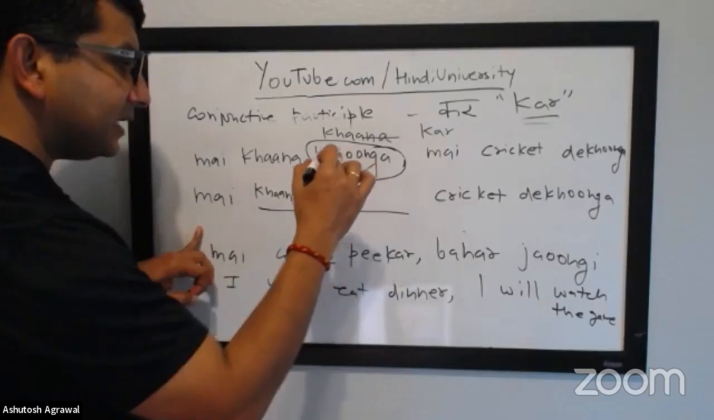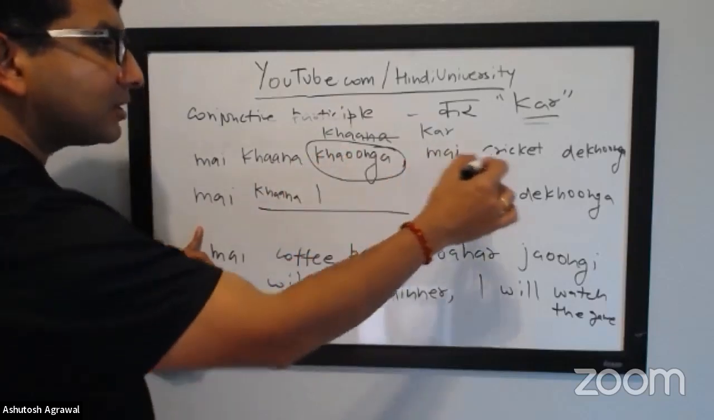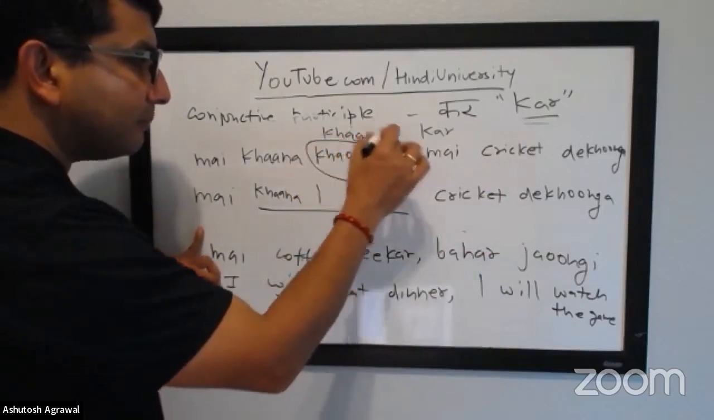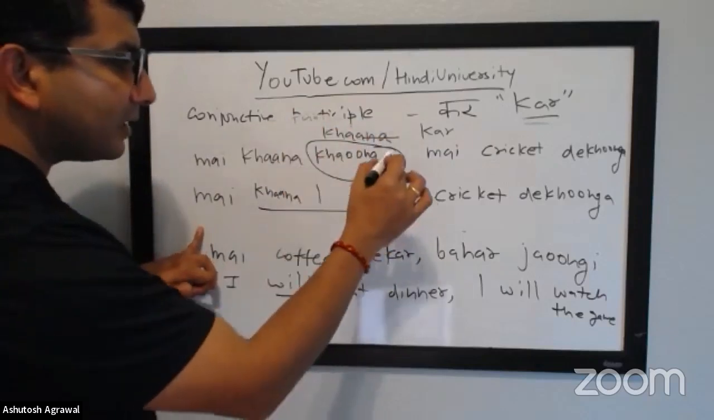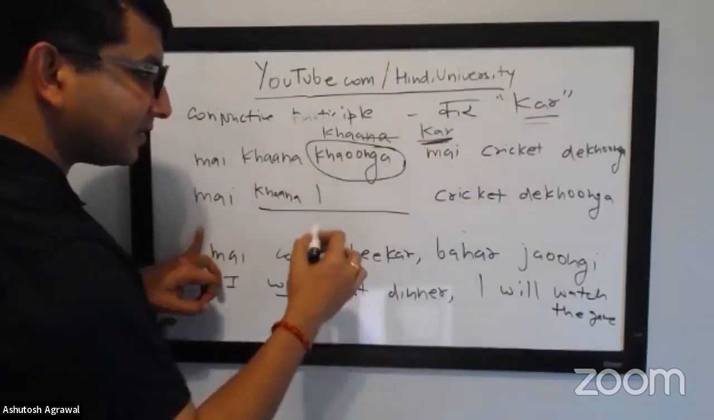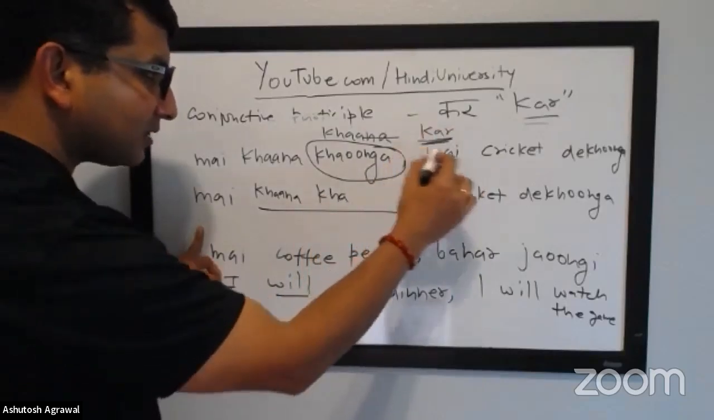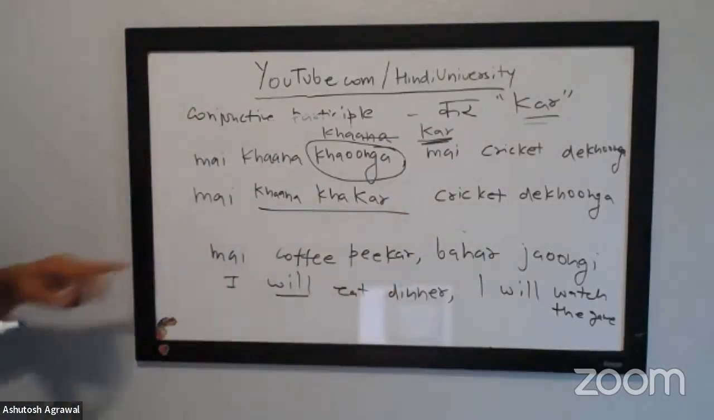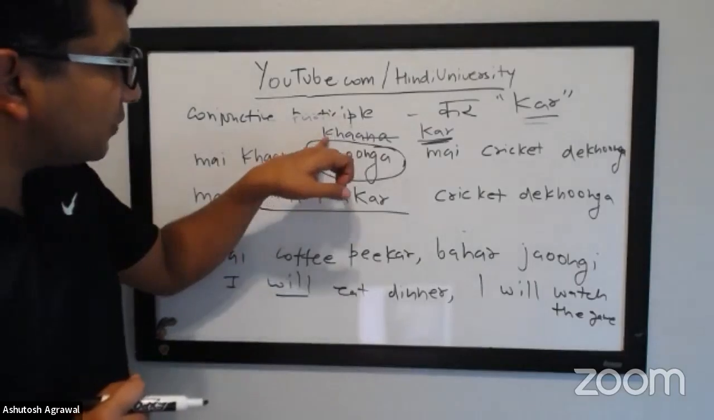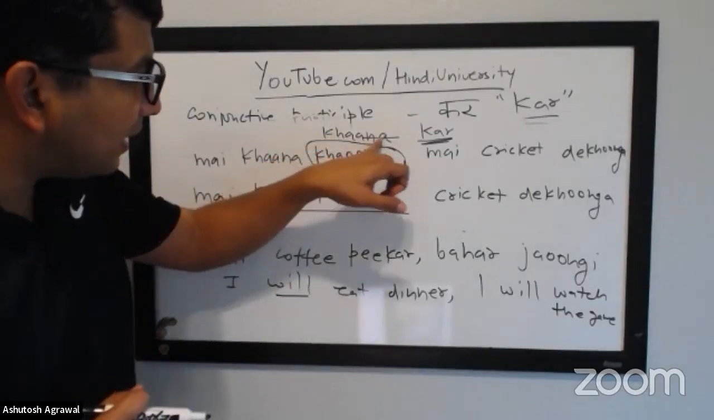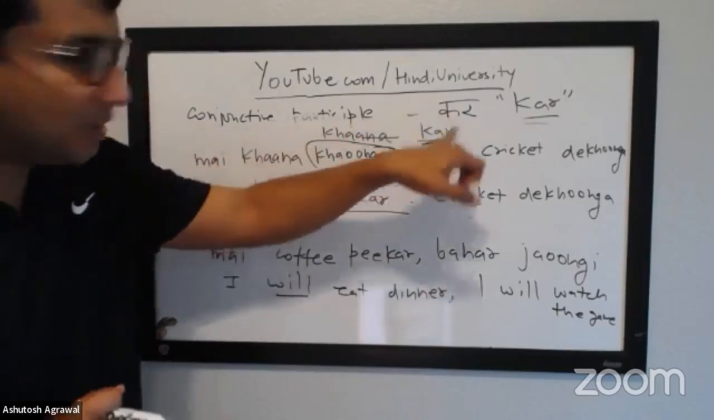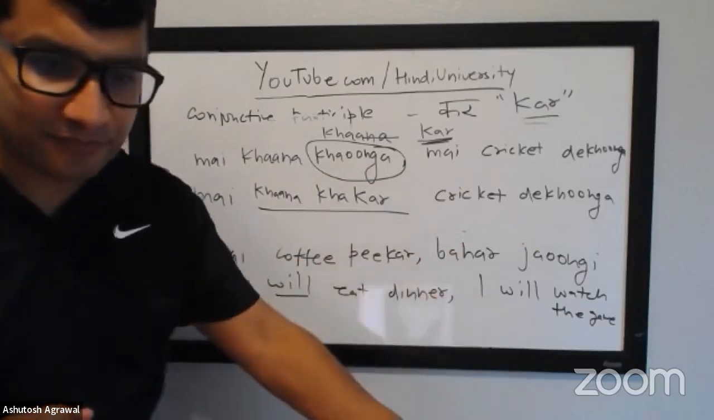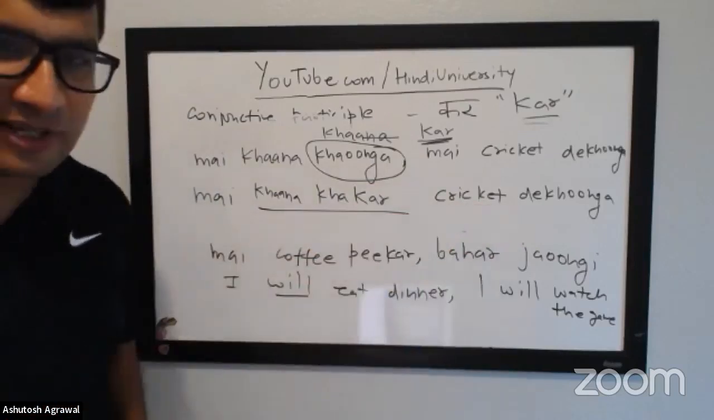When you're saying it separately, you write मैं खाना खाऊंगा or cricket देखूंगा. But when you want to use the conjunctive participle, you take the base stem of the verb. The verb is khana. You remove the na, it remains kha, and you put kar on it. So it becomes khakar. मैं खाना खाकर क्रिकेट देखूंगा.